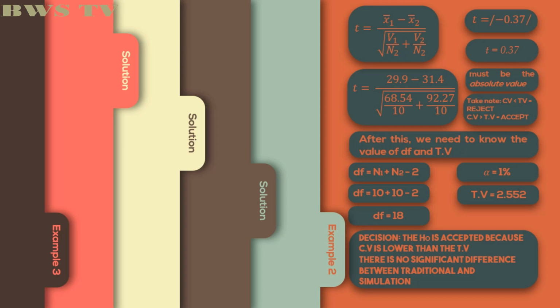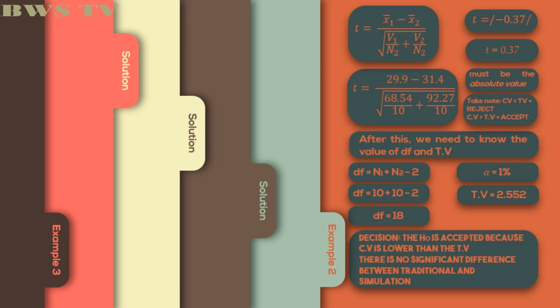Since it's a negative value, we can't use this. We must use the absolute value. The absolute value is simply the positive value of any answer. So in this instance, the t-value is equal to 0.37. After this, we need to know the value of the degrees of freedom and the tabular value.